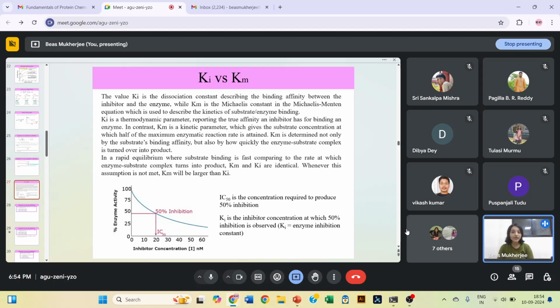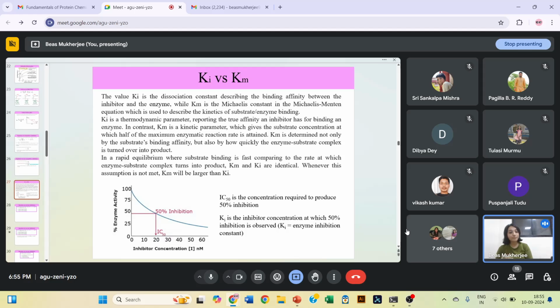In a rapid equilibrium where the substrate binding is fast compared to the rate at which the enzyme substrate complex turns into product, Km and Ki are identical. Whenever this assumption is not met, Km will be larger than Ki. So this is something very interesting and you can have a look at this. For this topic enzymes, I will recommend you to please go through either Voet and Voet's Biochemistry or Lehninger's Principles of Biochemistry. Those two books are really the best for enzymes and most of the questions also are taken from either of these two books.